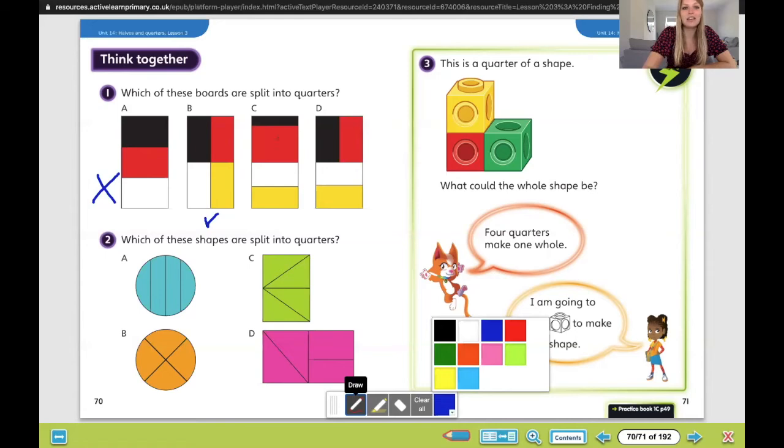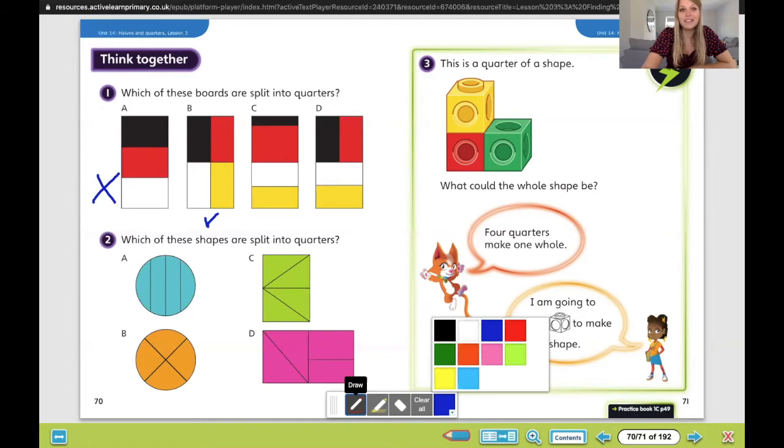Yes. Let's check. 1, 2, 3, 4. Are all of the parts equal? Are they all the same? No, they're not, are they? Why are they not the same? What's different?